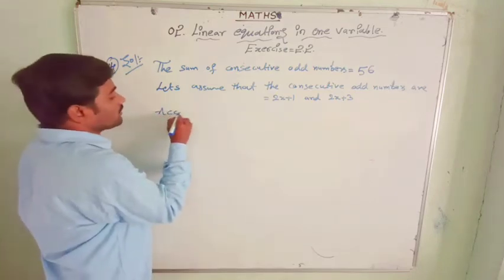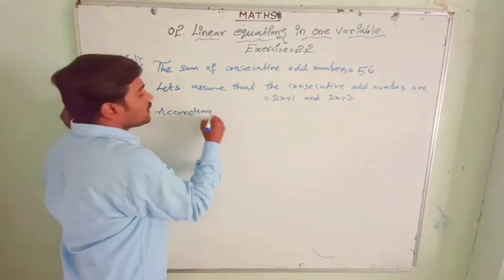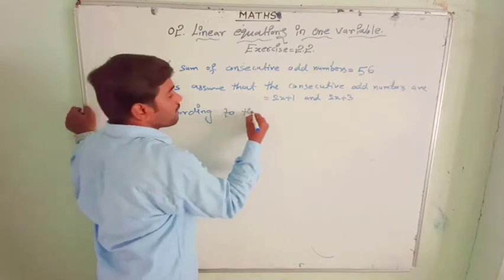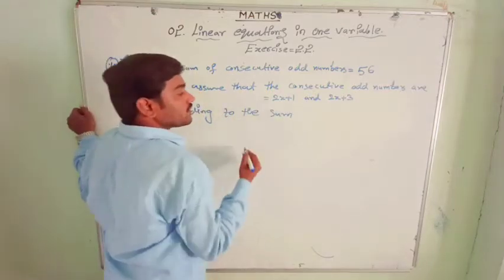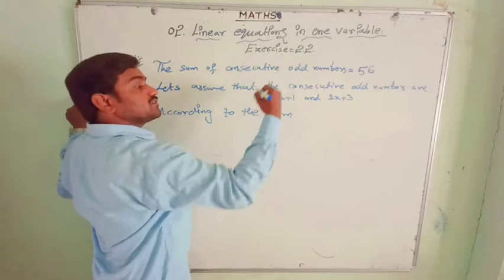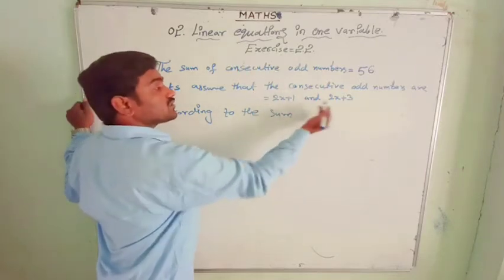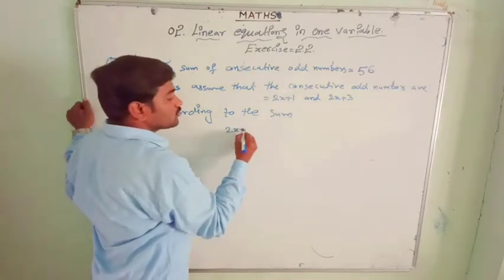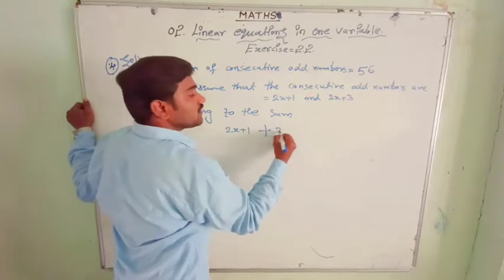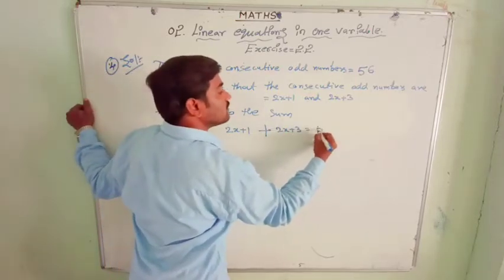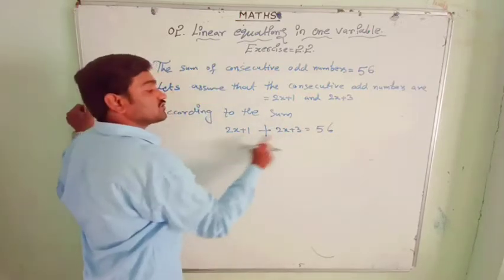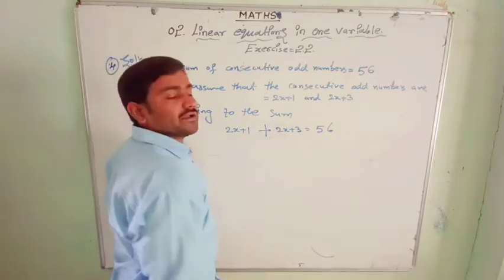According to the problem, the sum of these consecutive odd numbers, that means 2x plus 1 plus 2x plus 3 equal to 56. When you add the sum of two consecutive odd numbers, you get 56.